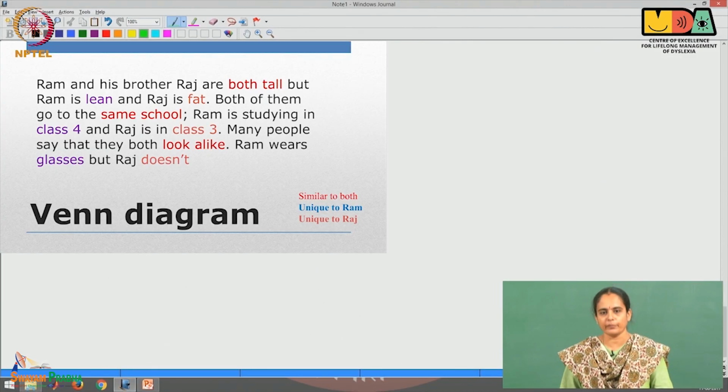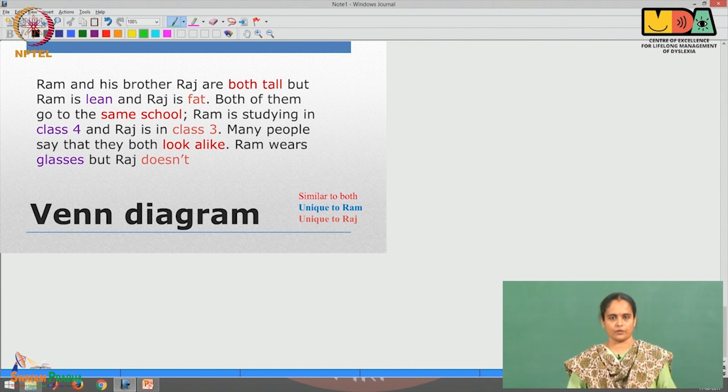This is a very simple paragraph that compares two brothers Ram and Raj. Ask the child to identify properties or characteristics that are specific to Ram. Use a color. Ask the child to identify the properties belonging to Raj and identify the properties that belong to both. For your reference, we have used colors to identify each and every property separately. Now, let us see how we can translate this para into a Venn diagram.